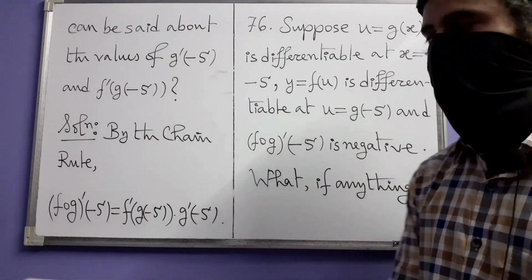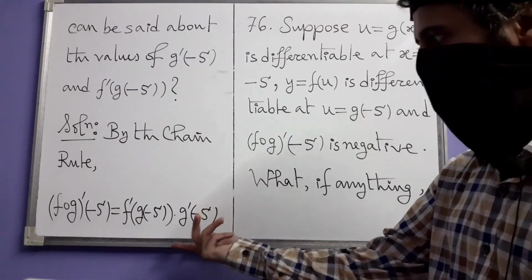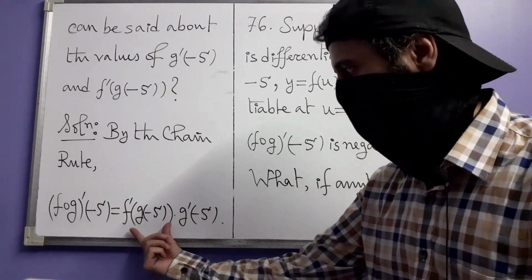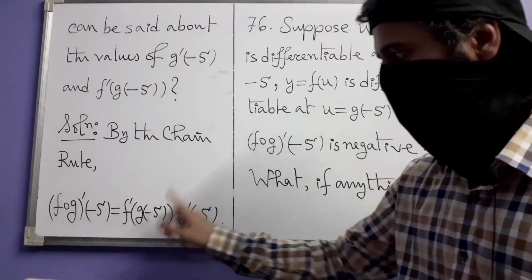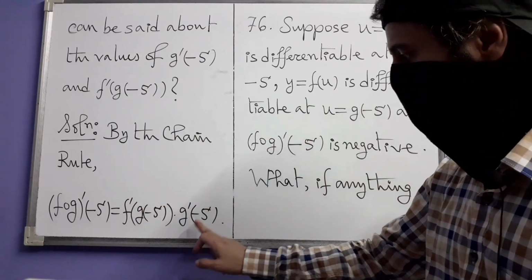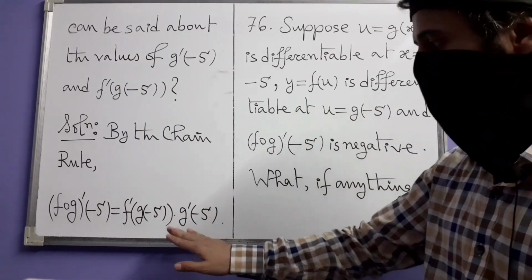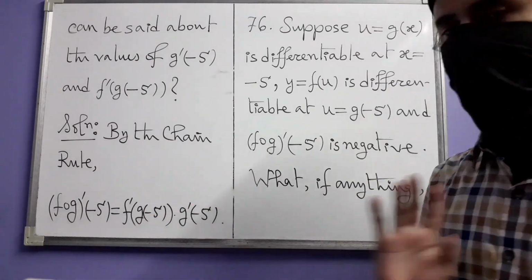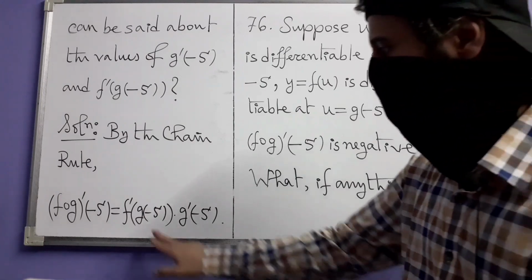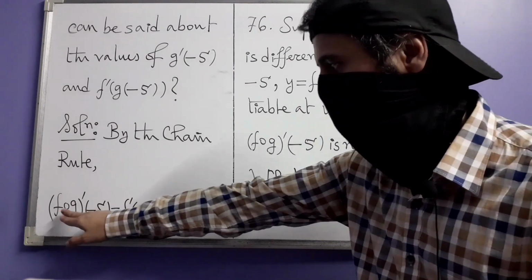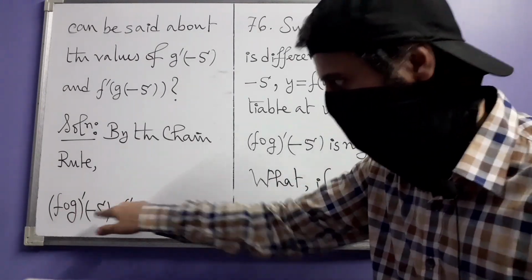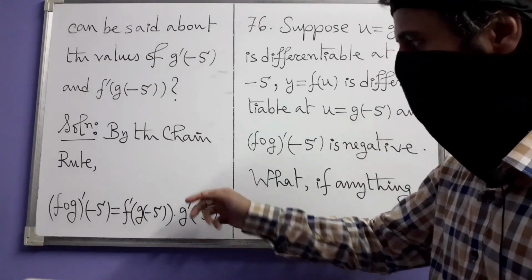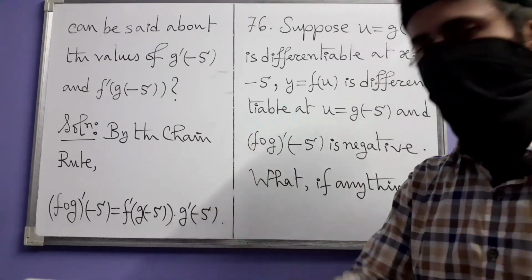So we start the solution by applying the chain rule straight away. The derivative of the composite at -5 is equal to the derivative of f at g of -5 times the derivative of g at -5. Never get confused in writing this. Always remember the outer room, inner room. First you differentiate the outer room f, keeping the inner room g of -5 intact, then multiply that with the derivative of the inner room at -5.